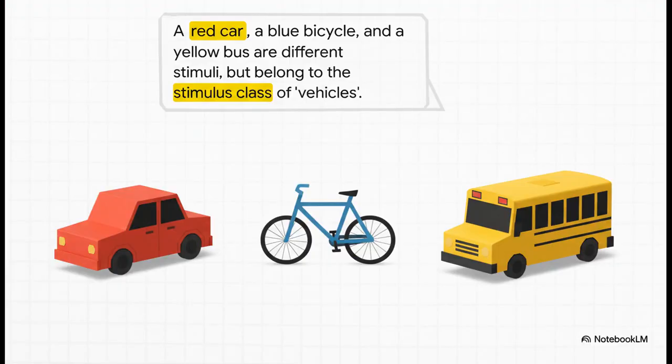This analogy illustrates the concept perfectly. Think about it. A specific red car you see on the street is one stimulus. A blue bicycle is another. A yellow bus is a third. They all look completely different, right? But we group them together into the stimulus class of vehicles because they all share a common function. They're all used for transportation.